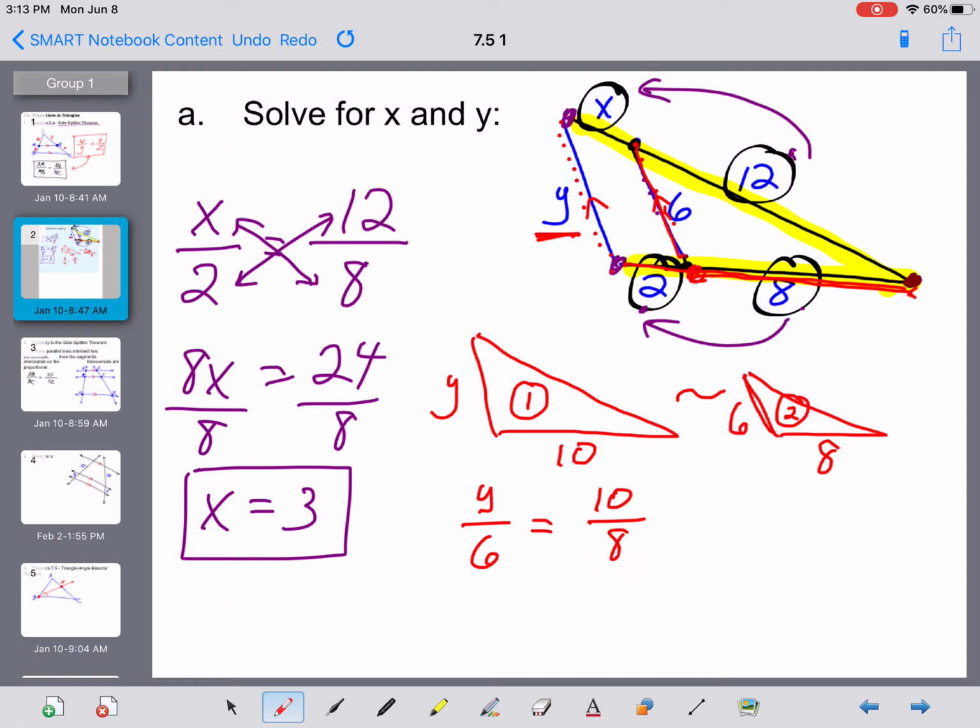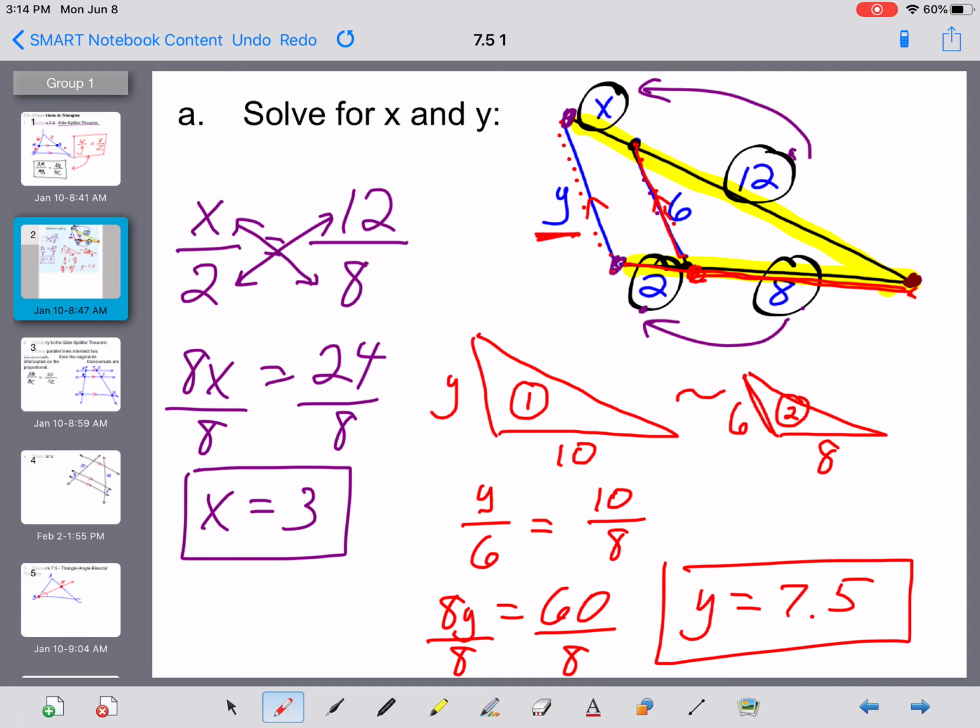We would cross multiply now to get 8y is equal to 60, and we would divide both sides by 8, and we're going to get y is equal to, and I do believe that's going to be 7.5. All right, so that's the way to handle that problem. And like I said, it's one that people tend to get wrong a lot.